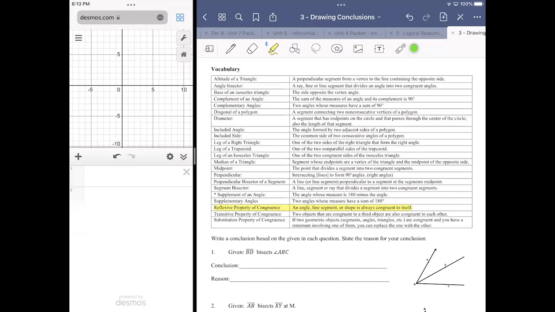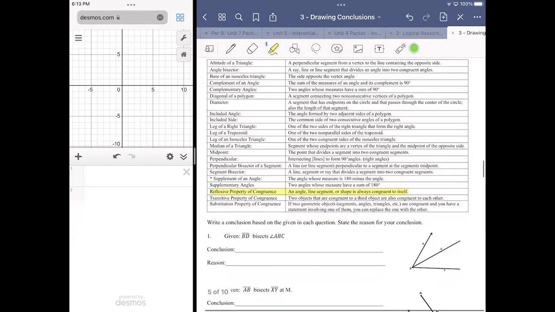So number one here, write a conclusion based on the given in each question. State the reason for your conclusion. So they're telling us that BD bisects angle ABC. Right. And so you start thinking about, okay, so what does that mean? What does that tell us? Well, if you bisect something, you cut it in half. Right. But it is an angle. Right. The ABC is an angle that's being split.